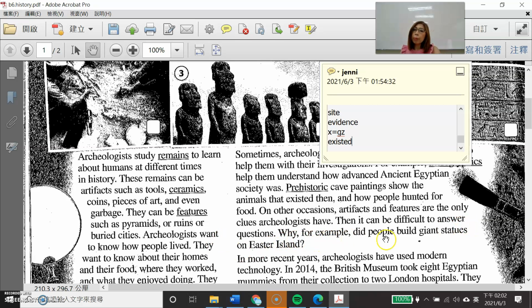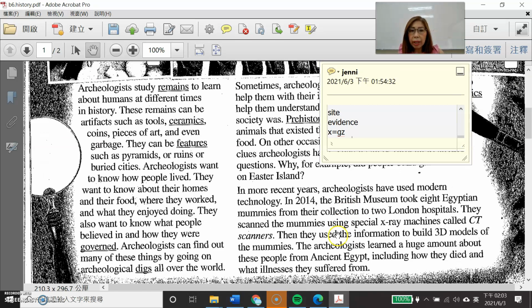Okay, then it can be difficult to answer questions. Why? For example, why did people build giant statues on Easter Island? 我记得我们写那个 tourist information，然后他邀请人家去 tourist island，他就说 because we don't know, it's a mystery, and why don't you come to our island, find out yourself, and then you can make a decision for yourself. So we don't know that either.